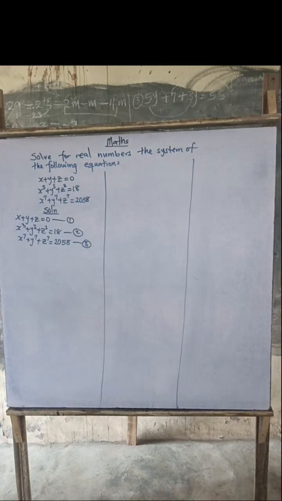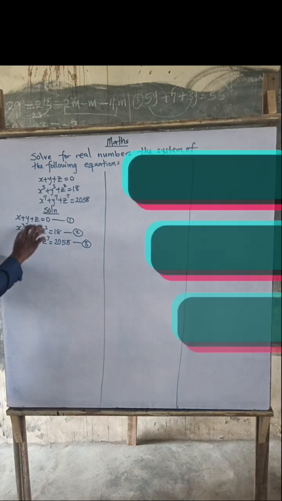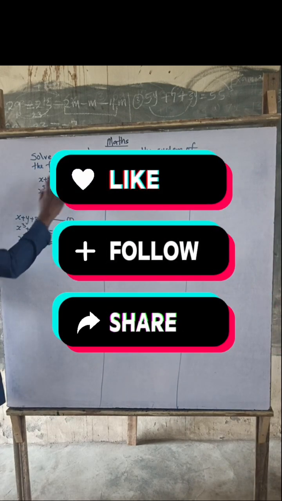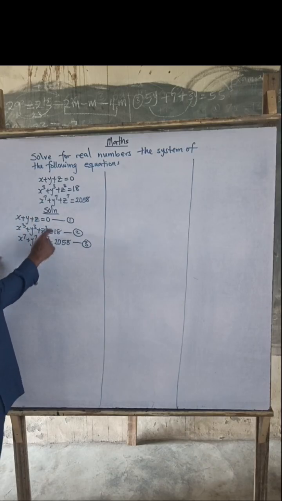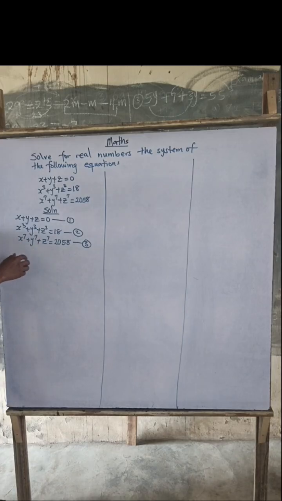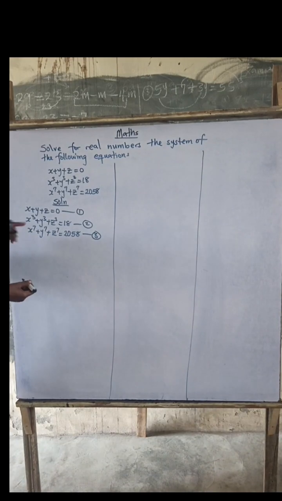Now, what we are going to do to solve this question: no examiner expects you, whenever you come across this type of question, to make any of these variables the subject of the formula and substitute into either of the equations, whether 2 or 3. So you are going to make use of an identity in mathematics. The identity is what we are going to use in solving this.